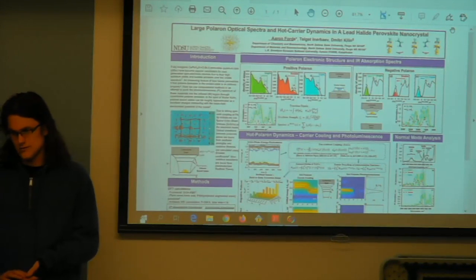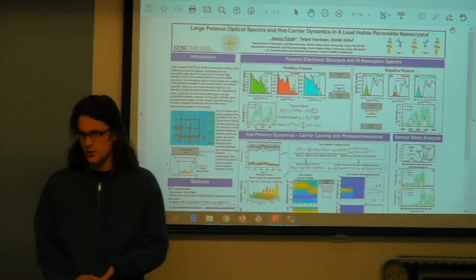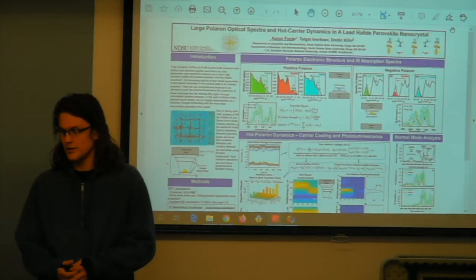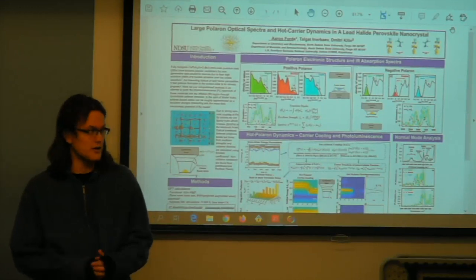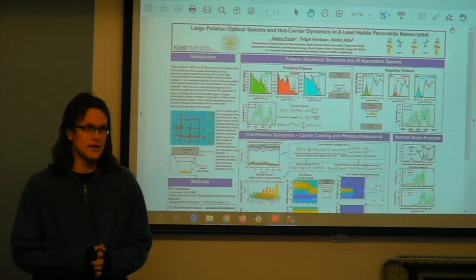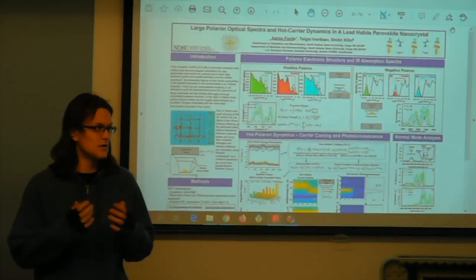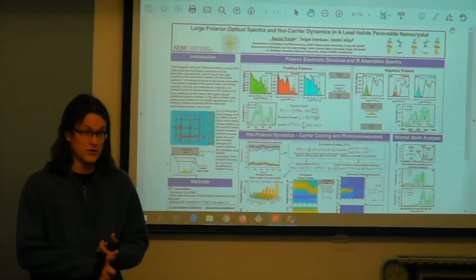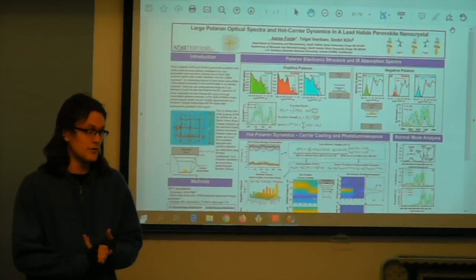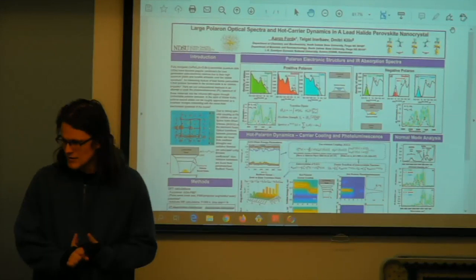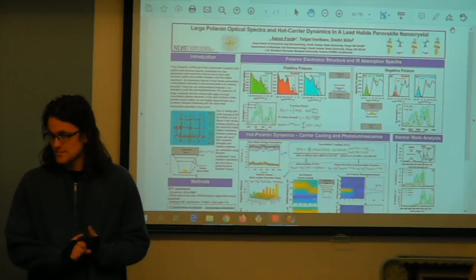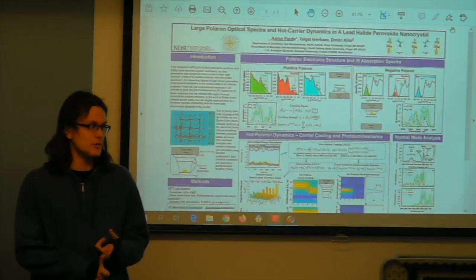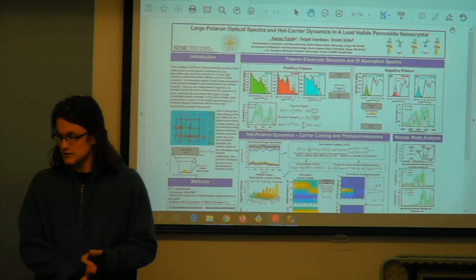So the work I'll be presenting is on polaron optical spectra and excited state dynamics. Specifically, we're looking at polaron formation in lead halide perovskites, because within the last decade or so, lead halide perovskites have become very popular in the energy fields because they're good for photovoltaics and also good for efficient light emission. And they're easy to process, so they're intended to be rolled out for commercial applications.